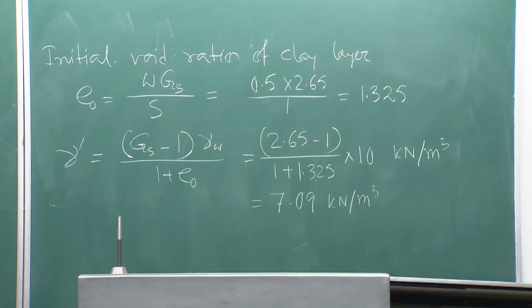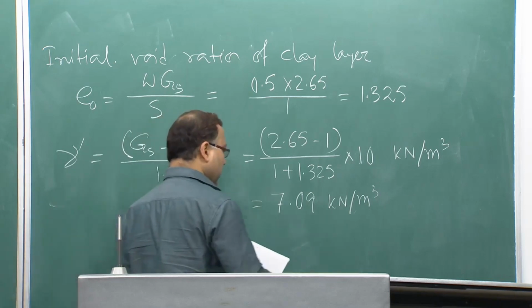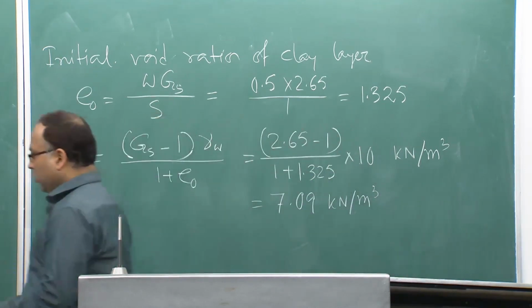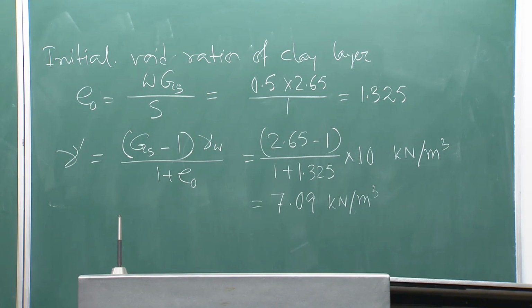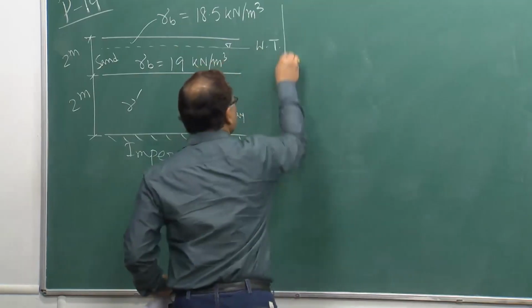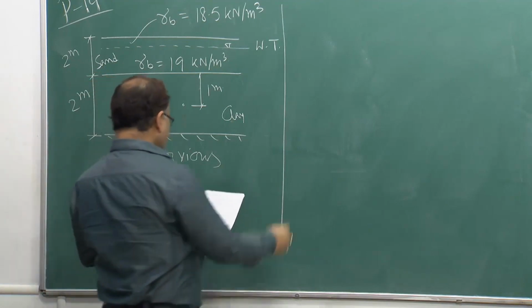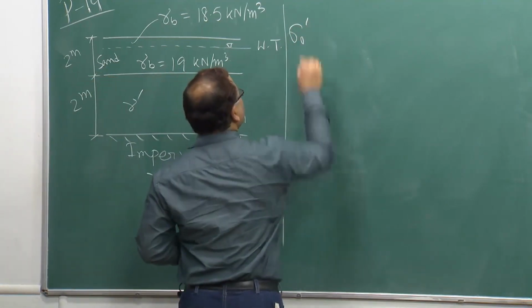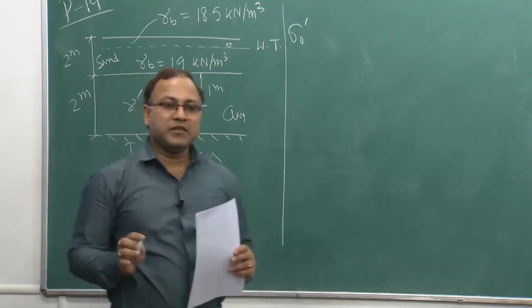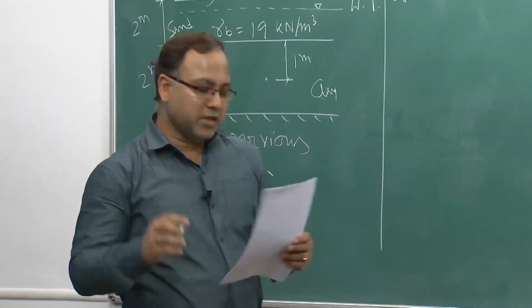Okay. So, 7.09 kilonewton per meter cube is the submerged unit weight for this clay deposit. Now, basically if you want to find out the effective stress, I will keep this figure for your future reference. So, basically sigma naught prime, that is the effective stress at the middle of the clay layer.